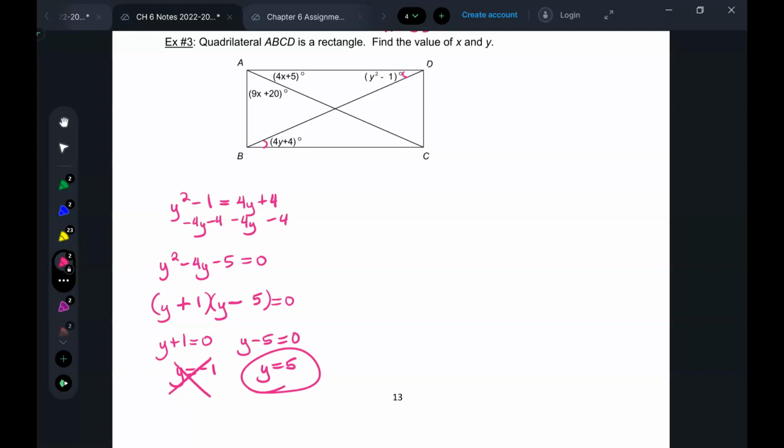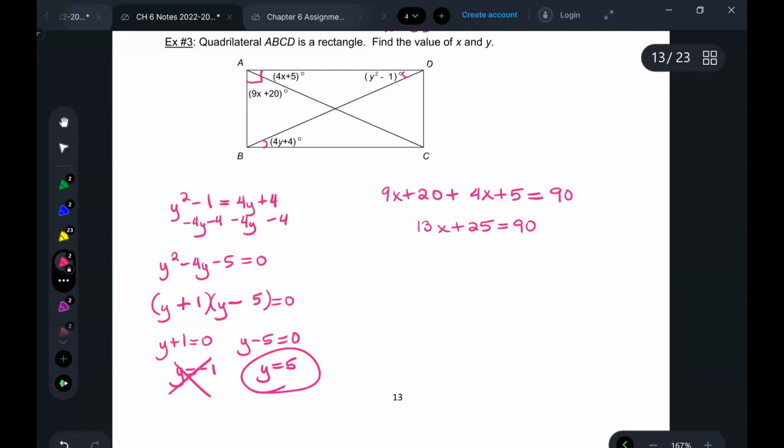They are complementary because it says a rectangle. So 9x plus 20 plus 4x plus 5. Why are they complementary? Because there's 4 right angles, and that line bisects the angle. Just because they're next to each other, they make a right angle.